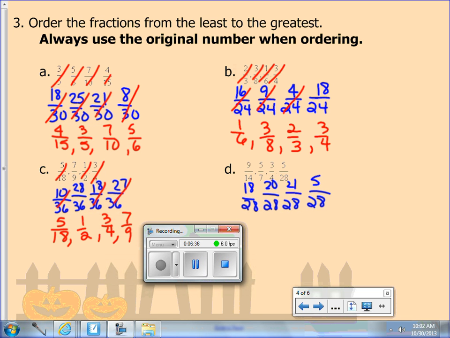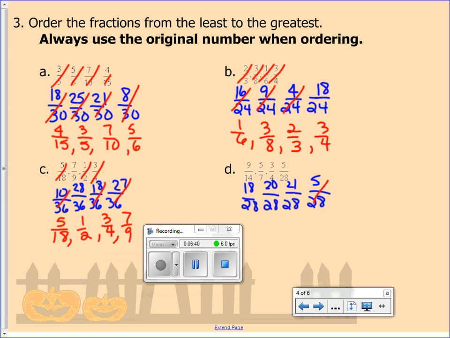So now if I'm going from least to greatest in the original format, 5/28 is going to be my smallest. So I'll put 5/28 first. And my next one will be 18 over 28, which is 9/14. My next will be 5/7. And my last will be 21 over 28. The original format is 3/4.